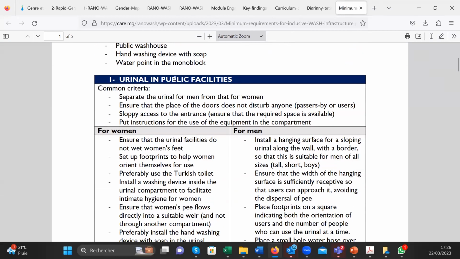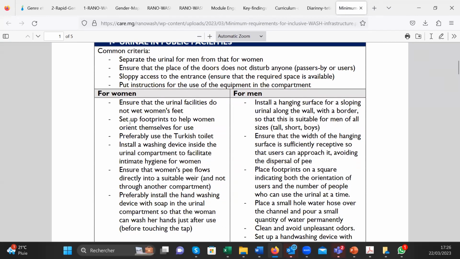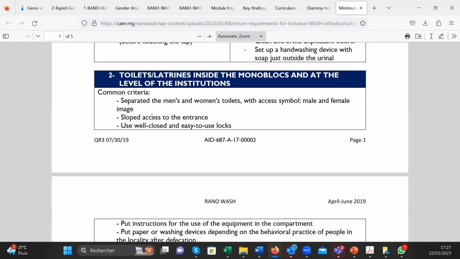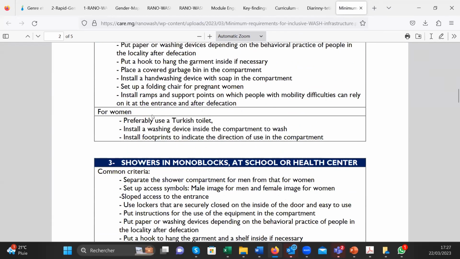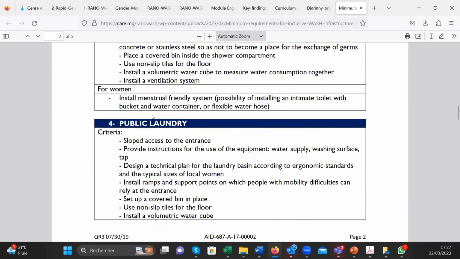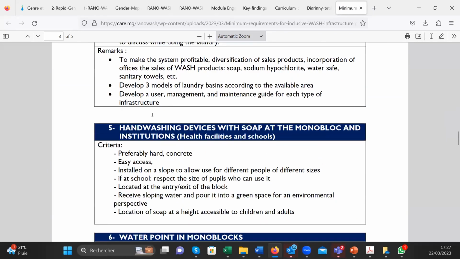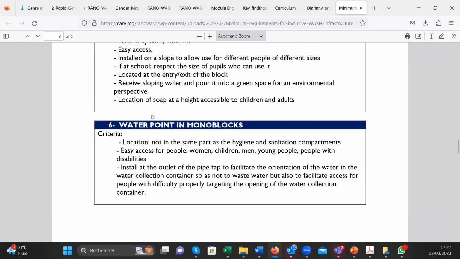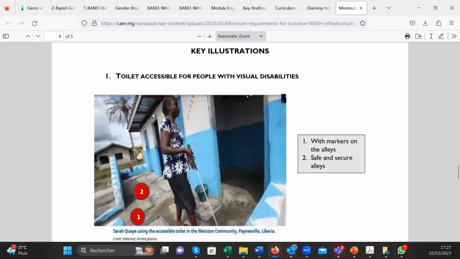So here we have the public facilities and what is required for women and men, the toilets, the latrines inside the monoblocks, and at the level of the institutions, the schools and the healthcare facilities. The showers, what is required, what are the common criteria, the laundry sites, and so you can have the different types of infrastructures with the criteria for them to be inclusive.